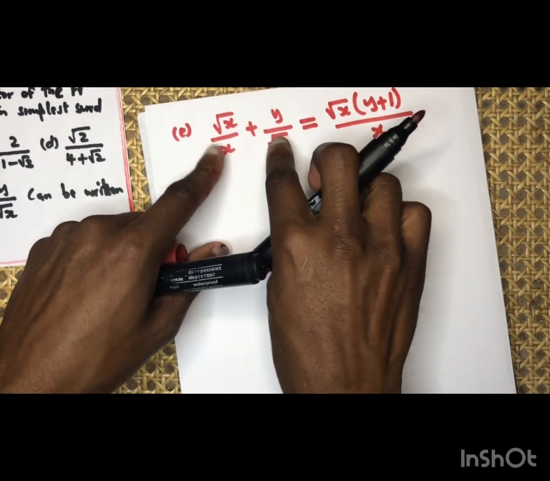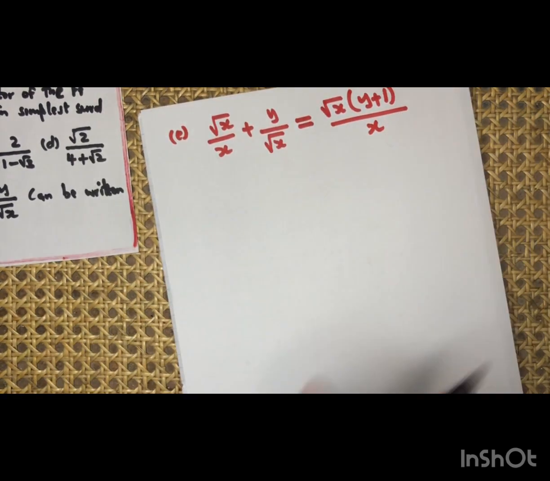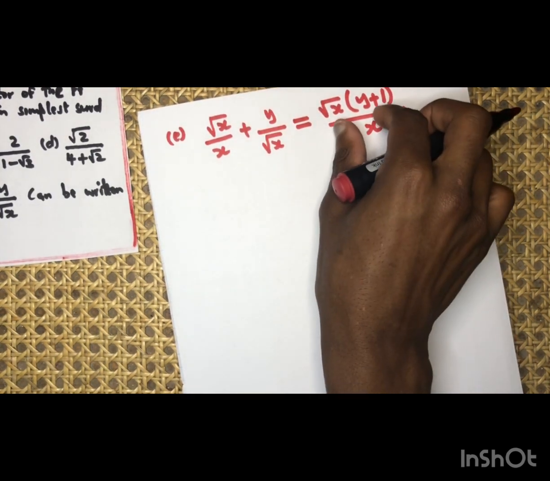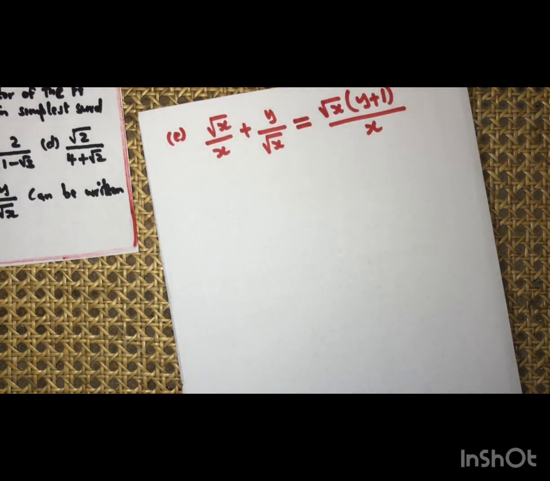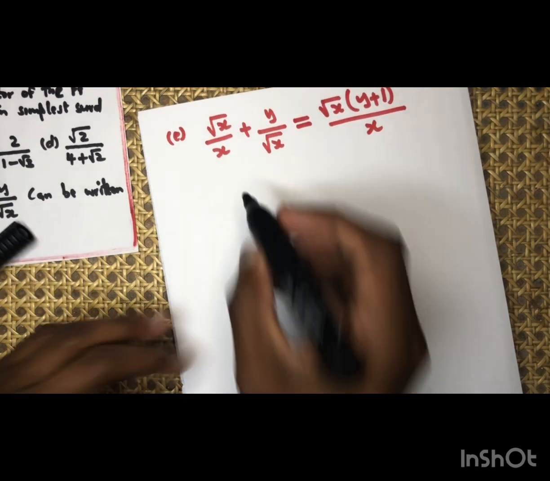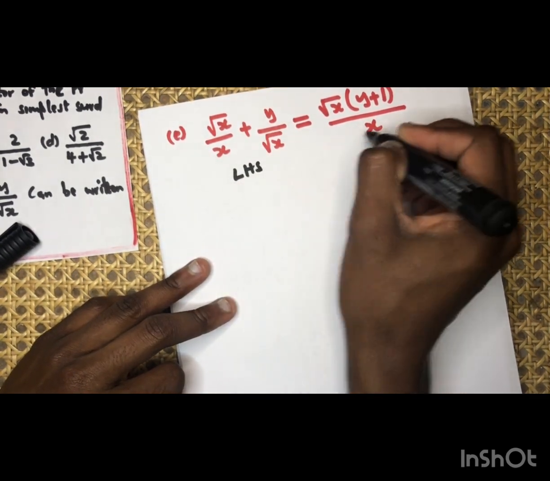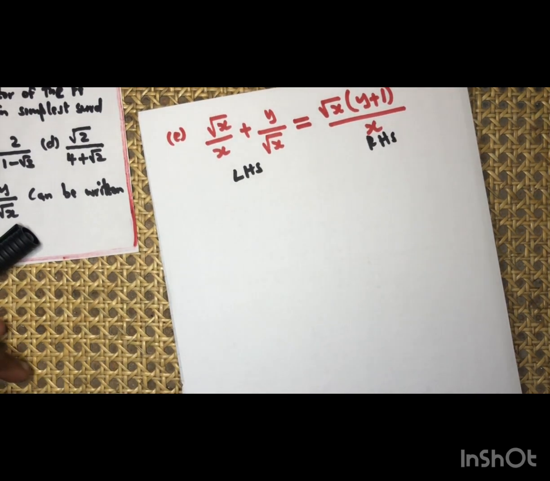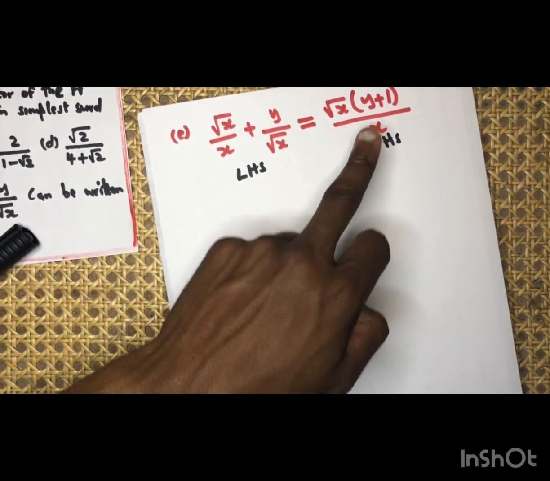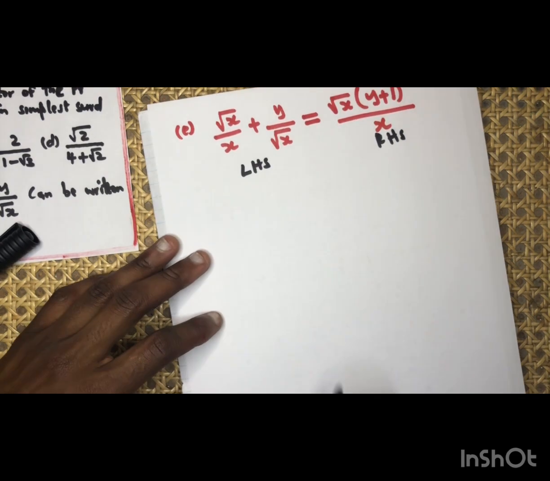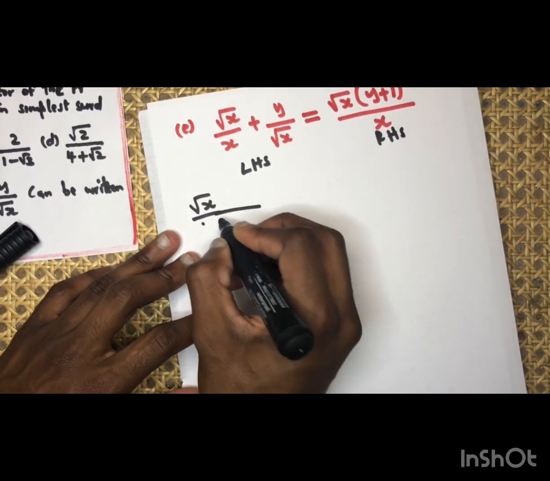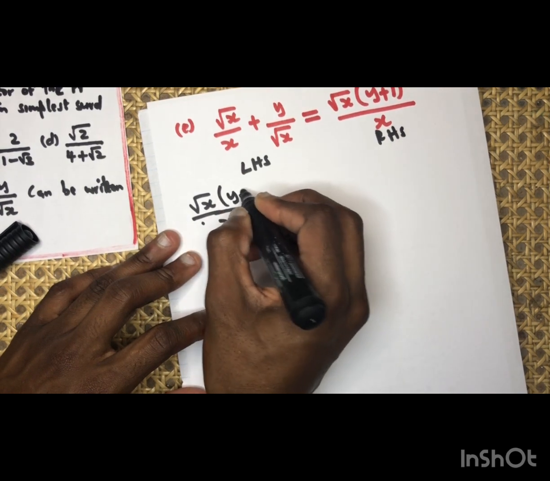Alright, so I want to show this side is the same as this side. But bear in mind, guys, I can take this side and make it look like this because this side is not simplified. So I'm going to consider this side as my left and this side as my right. So I'm going to take the right side, guys, because I can see that my left will be easy if I'm taking the right hand side. So we have root x over x into y plus 1.